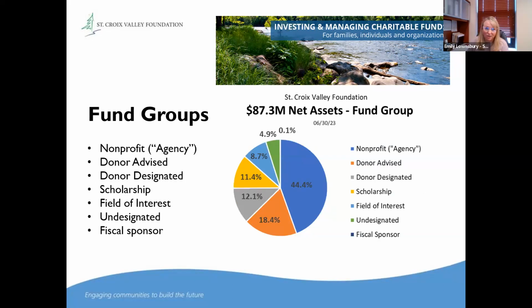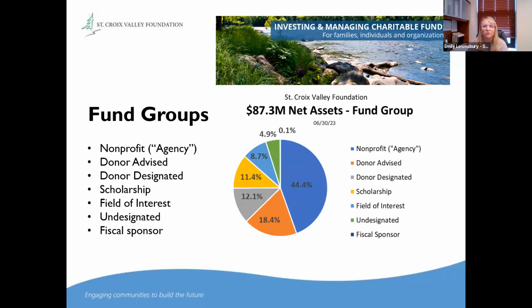So this pie chart looks at the exact same bucket, the exact same 87 million, but it breaks it into different pieces. It's a different part of the pie. So this categorizes our assets by fund group. So within these fund groups, we can have endowed, long-term non-endowed, or pass-through funds, but they are designated as a certain type of fund according to the right part of the chart there. So agency funds, or nonprofit agency funds, account for about 44% of our total assets.